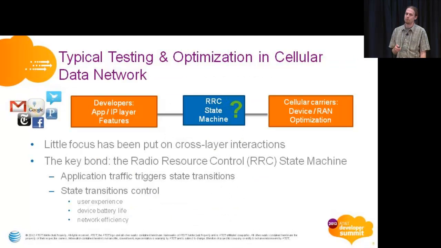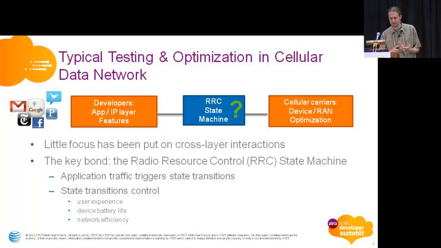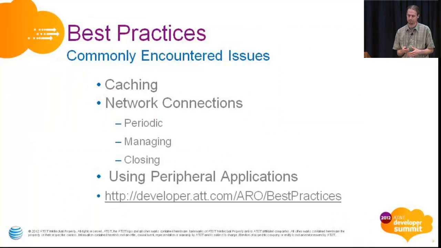All right. What we've discovered in reaching out to a lot of the top developers is that developers are really worried about building their app and the IP layer of their application. Traditionally, carriers have been very worried about optimizing our RAN, our network, and optimizing the devices, but no one's really been paying attention to the cross-layer interactions, and that's the state machine. What's important is the state machine traffic triggers the state transitions, and those state transitions directly affect the battery life, the user experience, and the wireless efficiency of your mobile application.